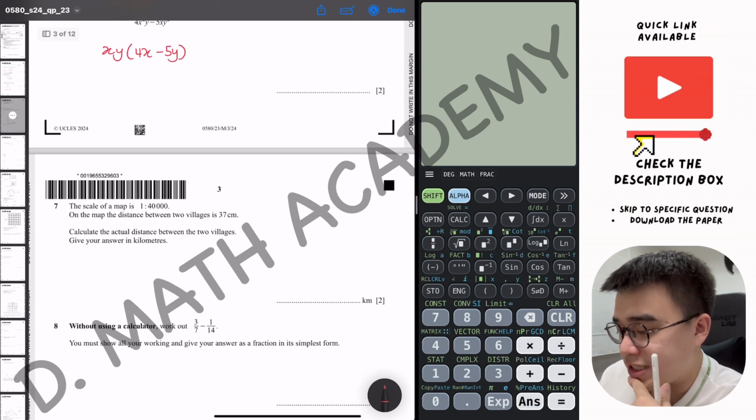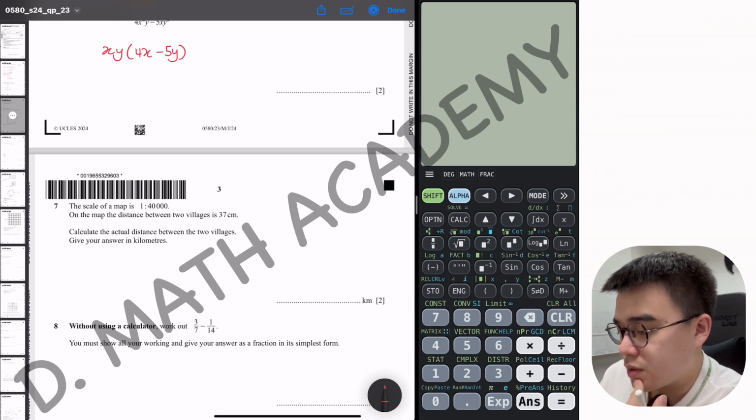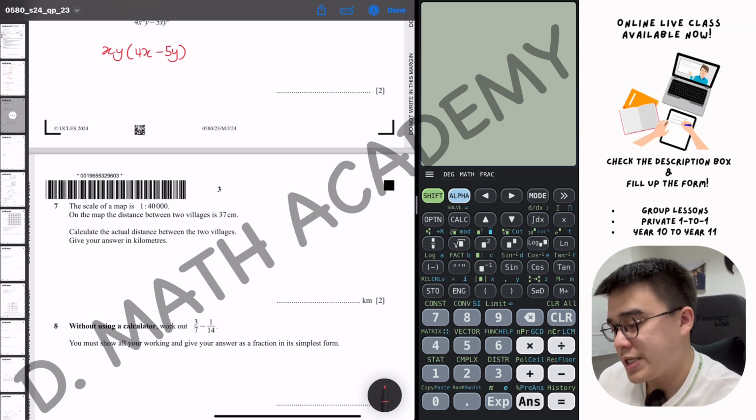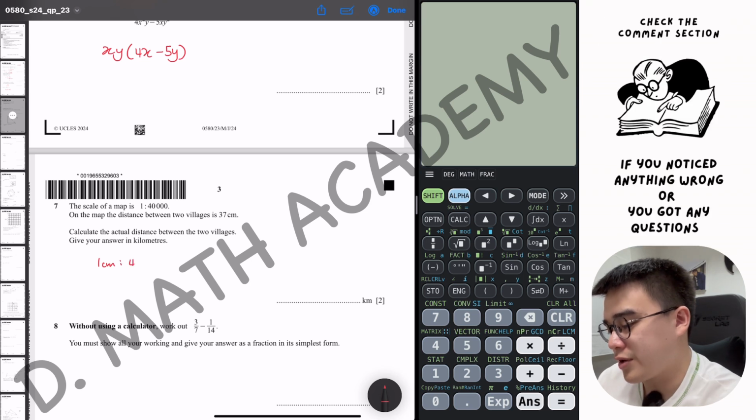Moving on to question 7. Map skill. One of my favorite, because if you don't know how to do it, you definitely couldn't earn any marks from it.